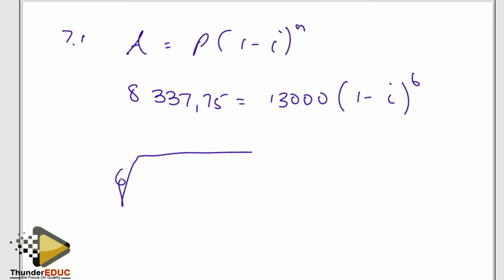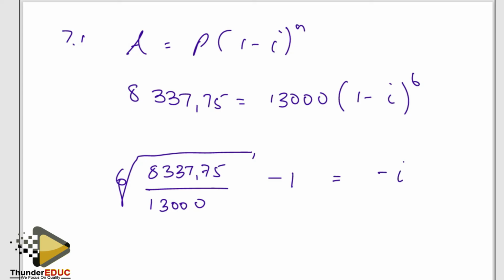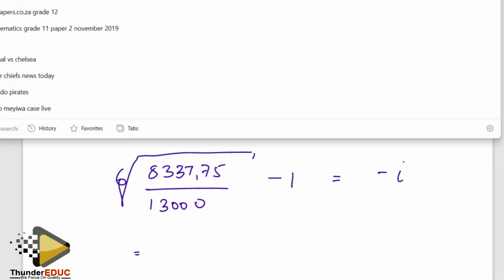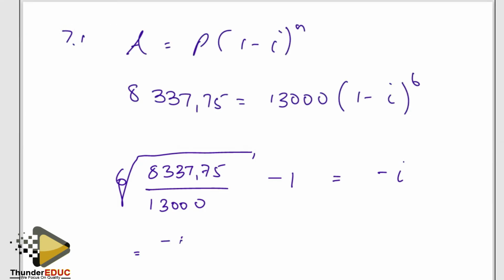How do you get the 6th root? You must press your calculator's second function, or shift, and then the square root button. So I'm dividing this by 13,000, and then after doing that, I need to subtract the 1. I'll be left with a negative i. If I punch all of this into the calculator, I'm going to end up with 0.07135 is equal to negative i.